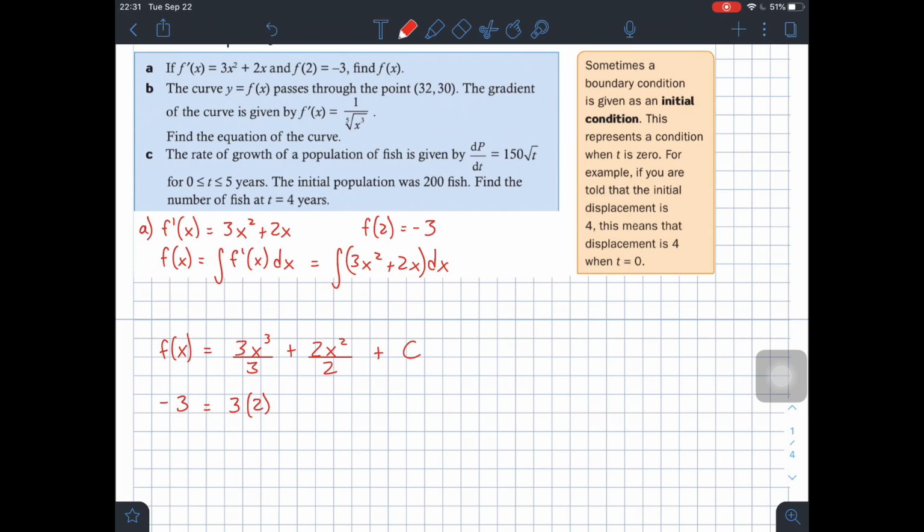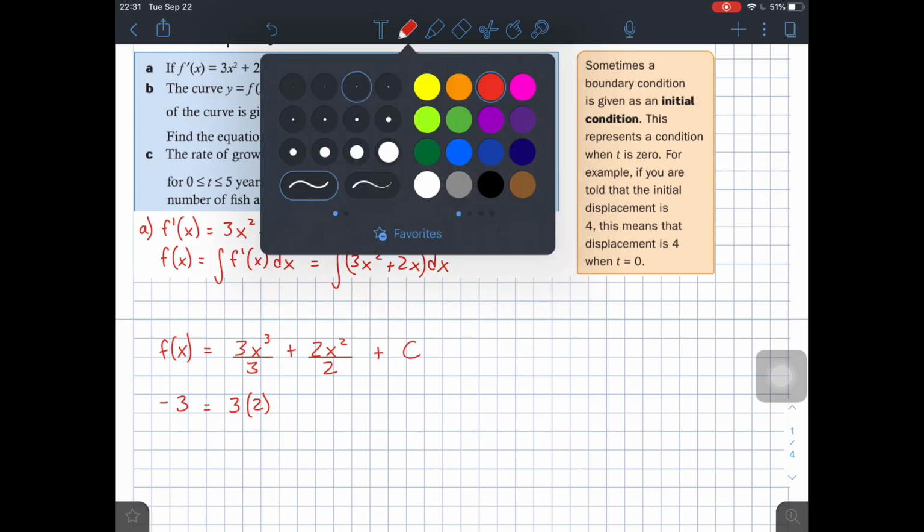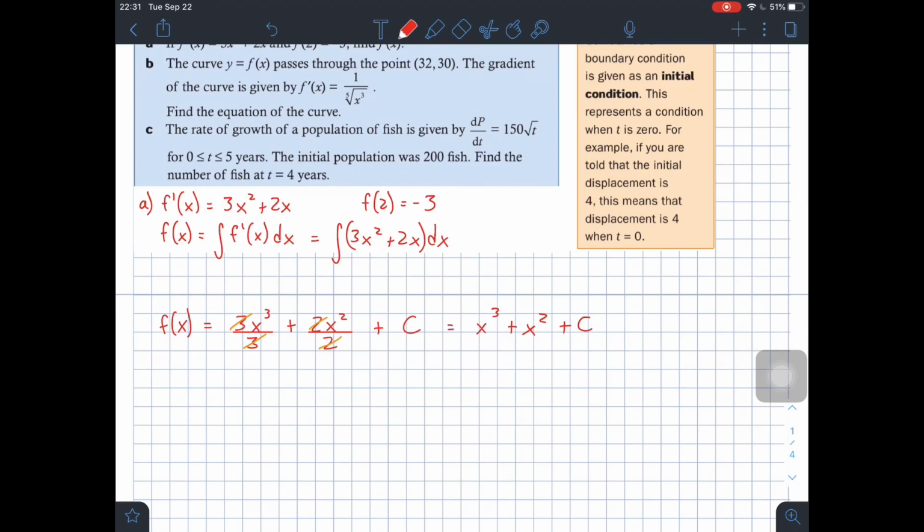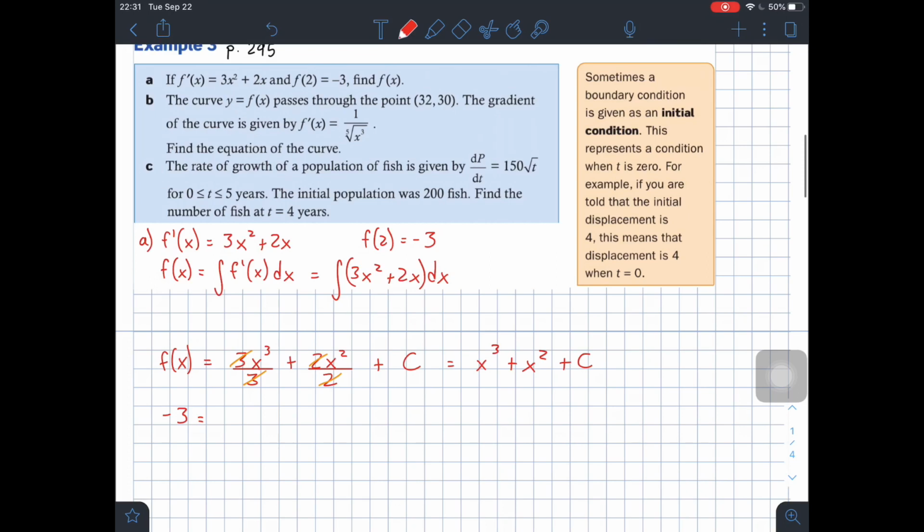Sorry, one thing I see is that I can, for example, simplify terms here before actually doing this. Okay, so let me write this better before actually doing that. This is equal to x cubed plus x squared plus c. Okay, so now we replace with the particular solution. We're going to say that -3 is equal to 2 cubed plus 2 squared plus c.